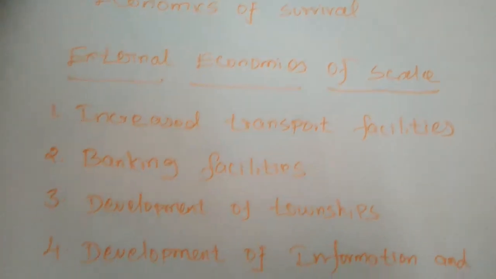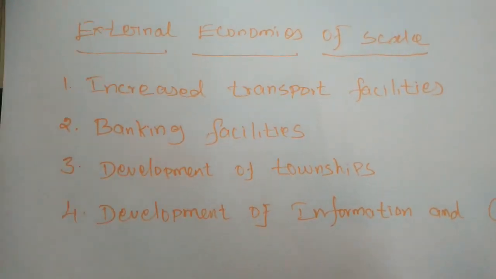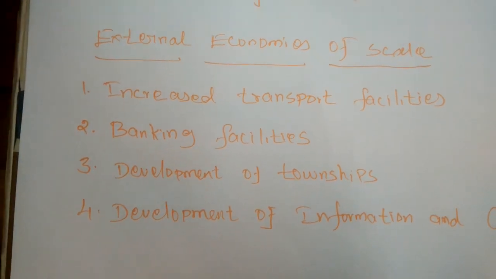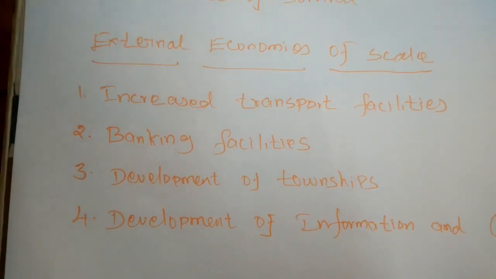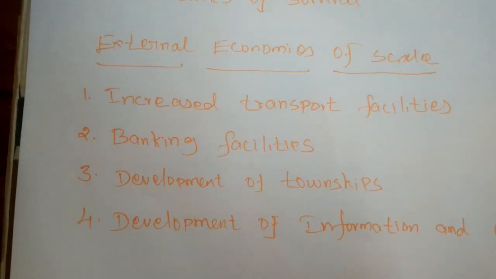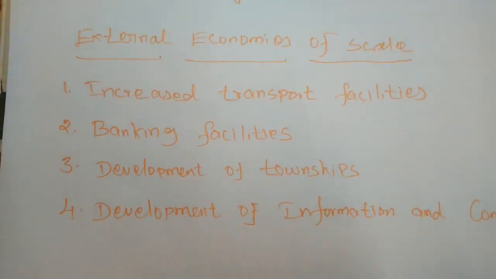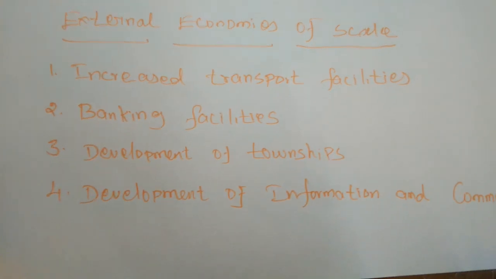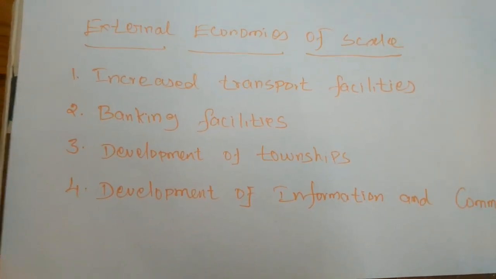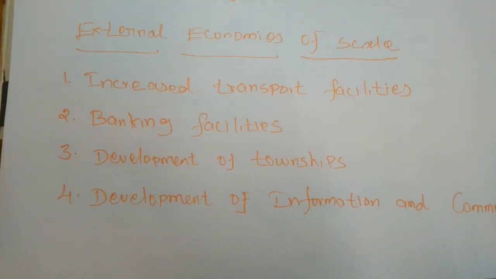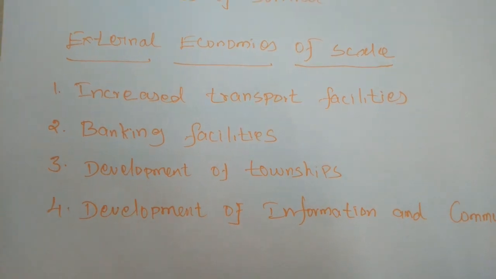Okay students, next today we will study some of the external economies of scale. The external economies of scale refers to the changes in any factor outside the firm causing an improvement in the production process. When we establish industries, the outsiders or some of the factors outside will be improved because of these industries. That is called external economies of scale.